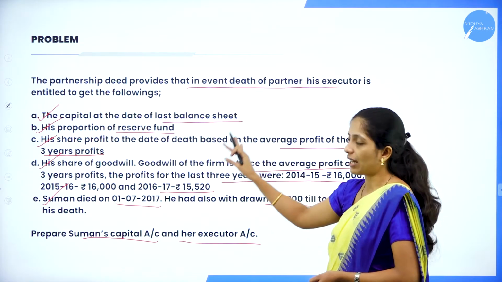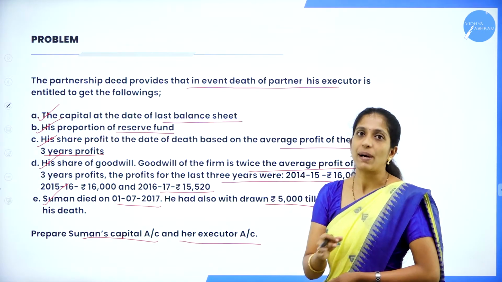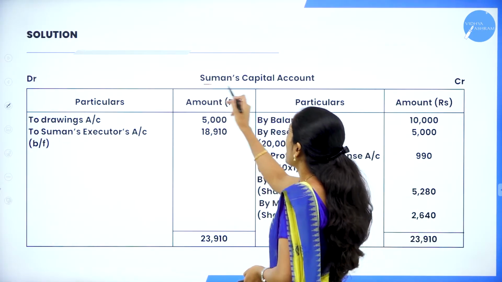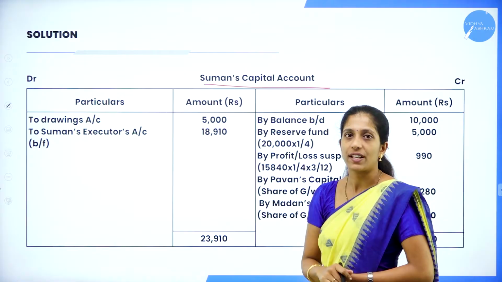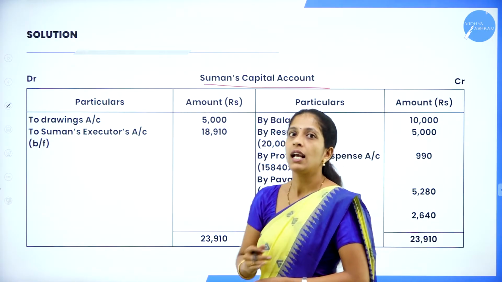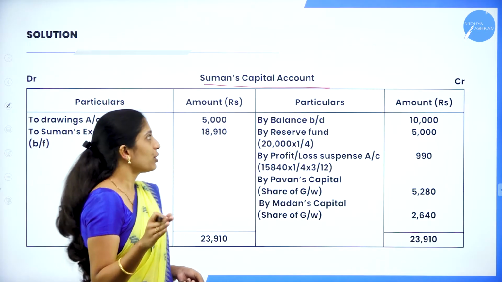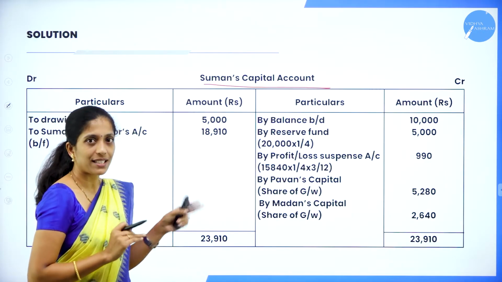So we know what are the items to be given to the deceased partner Suman. Now go through the solution here. So write the heading Suman's capital account. So first we have to prepare Suman's capital account. Next we are going to prepare Suman's executor's account. Now you know the format. Write the heading Suman's capital account.